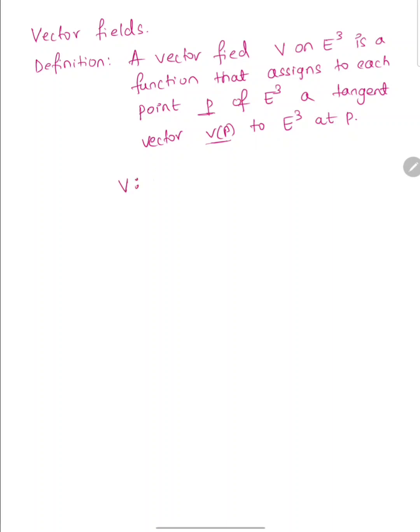This says V is nothing but a function from E3 to the tangent space TP of E3, where P means at a point P. So for each point of E3 there is a tangent vector. Suppose it is a point P, then the tangent vector is V of P, in TP of E3. As I said, for a point P in E3 there may be many tangent vectors, but we are assigning only one tangent vector at a point P. So for P, I am assigning only one vector V of P. Such a function is called a vector field.